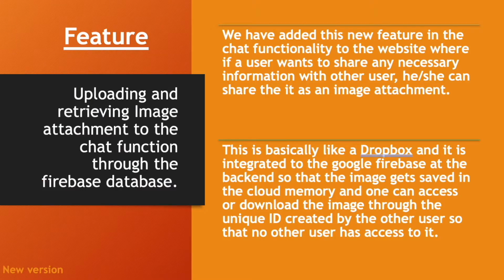Verma, and I will explain this feature. So I have basically added a new web page in the website where we can upload and retrieve any image attachment from the chat function, and it is also integrated with the Firebase database. This is basically like a Dropbox where if two persons are having a chat and they want to share any necessary information, they can do so by uploading an image with the help of a unique key, and that unique key will be told to the receiver and he can access that image, so that there is no unauthorized access to the image.